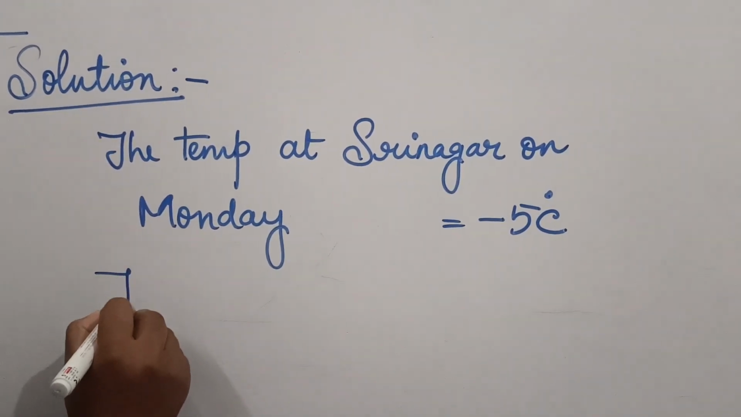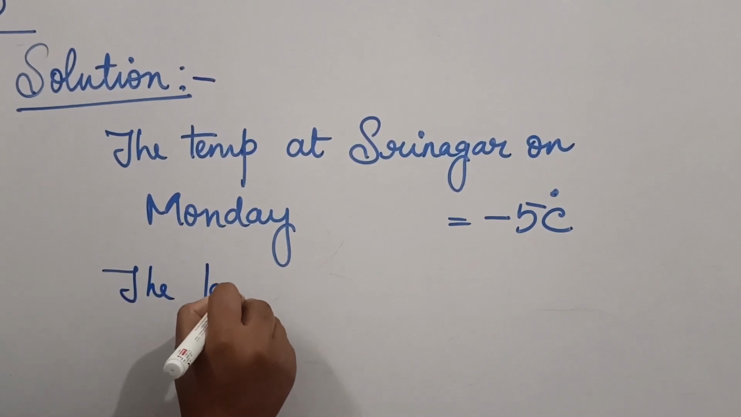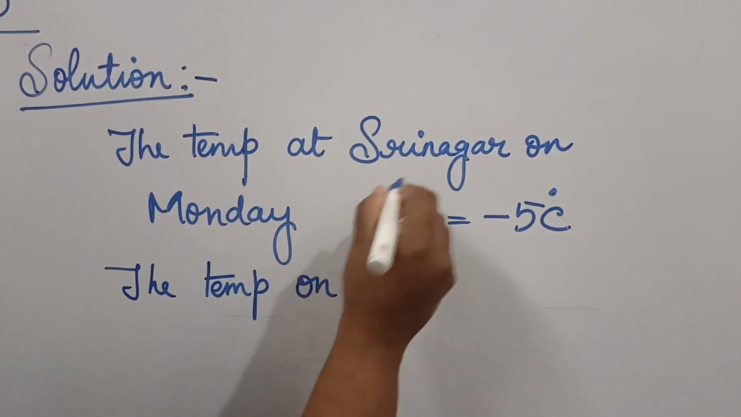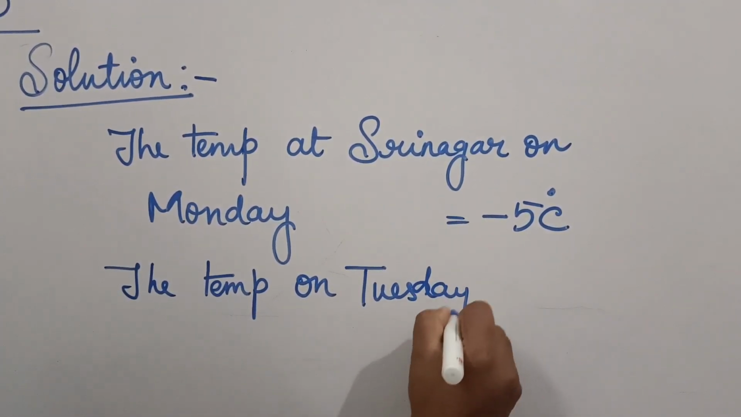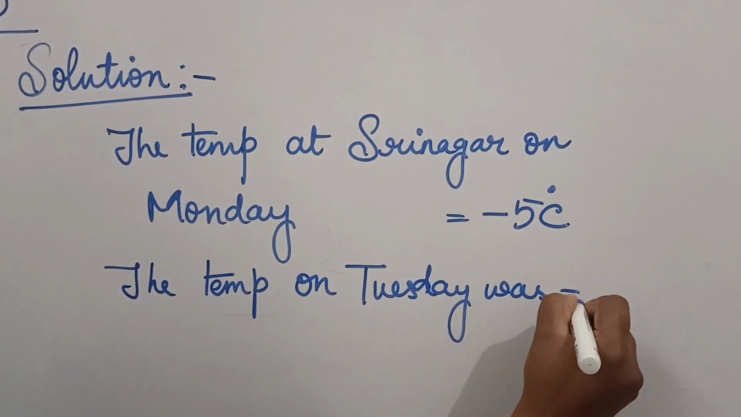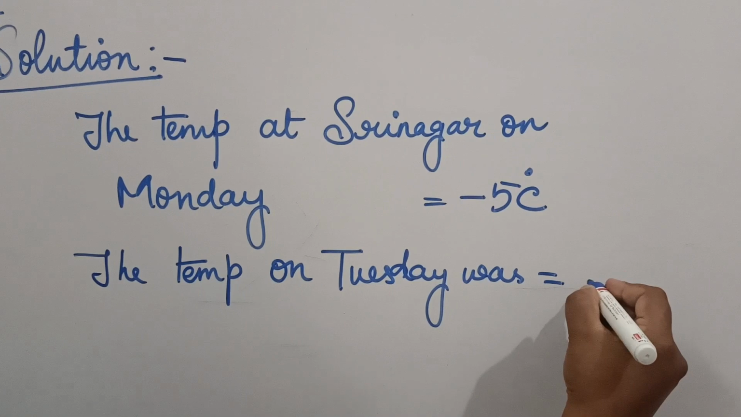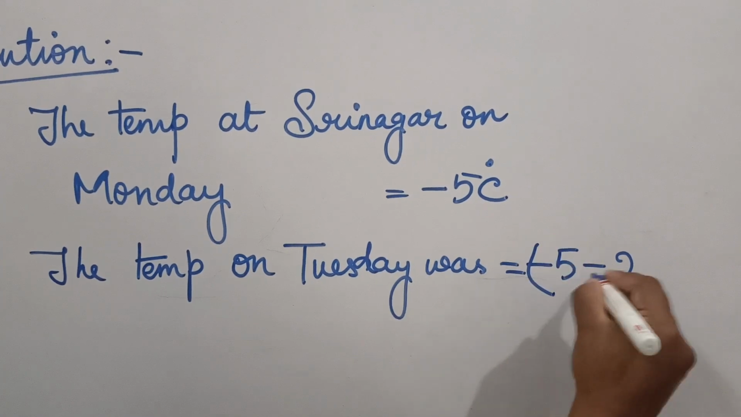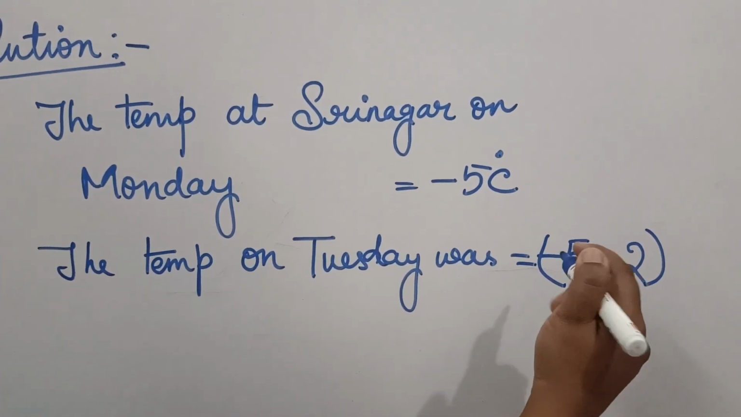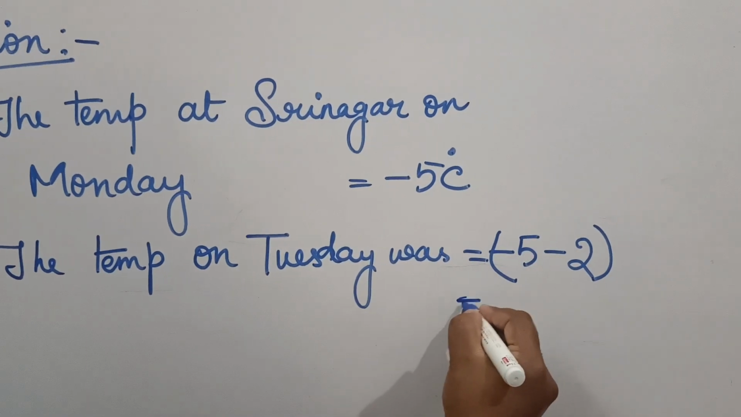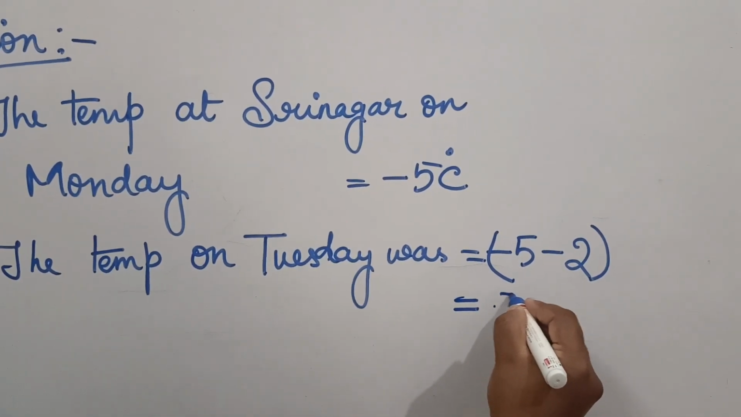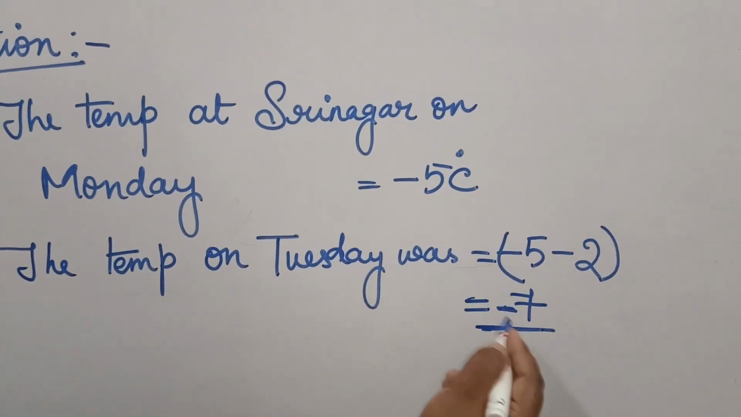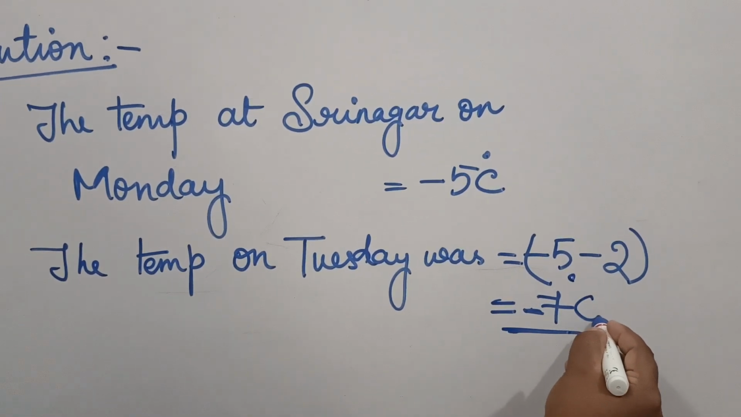So the temperature at Srinagar on Tuesday was, it dropped by 2 degrees. That means you have to minus it. So minus 5 minus 2. What does it say? Same sign. That means you have to add them, but put the bigger sign. That is 7, and the sign is minus. So the temperature on Tuesday at Srinagar was minus 7 degrees Celsius.